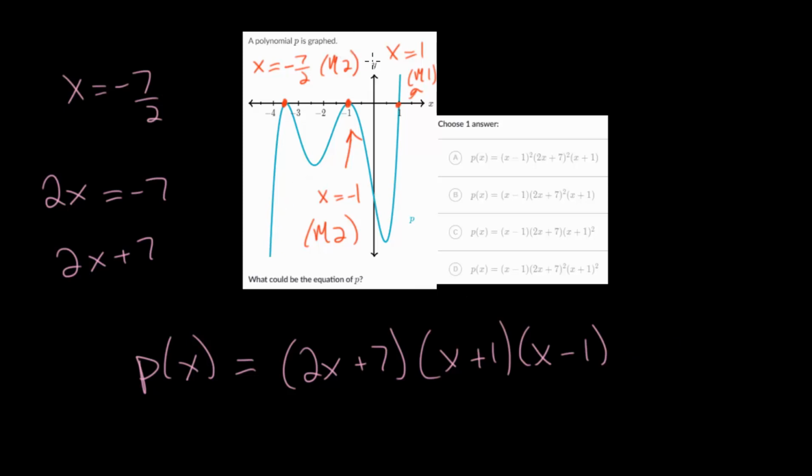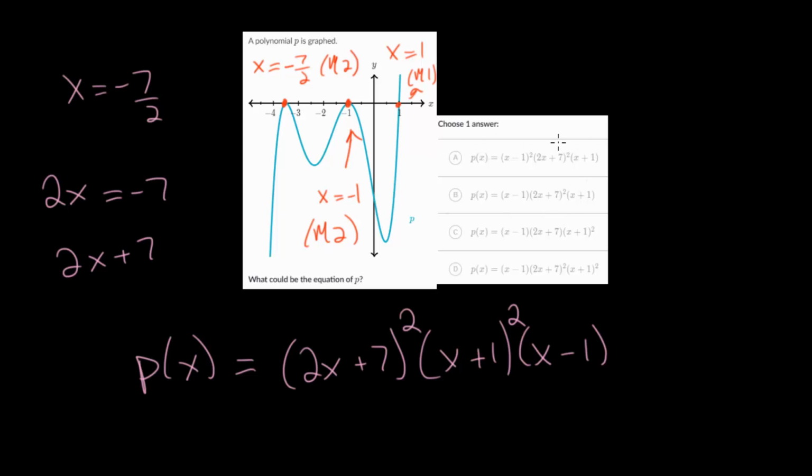And now we just have to include our multiplicity. So this 0, or this linear factor, has multiplicity 2, since it's just touching but not going through. Same for when x is -1, we'll need to square that. And this one here, for x - 1, that's going to be a linear situation, so the multiplicity is just 1 for that one, which we really don't even need to write.